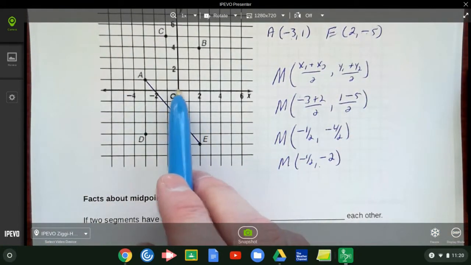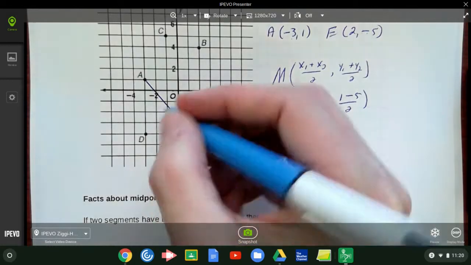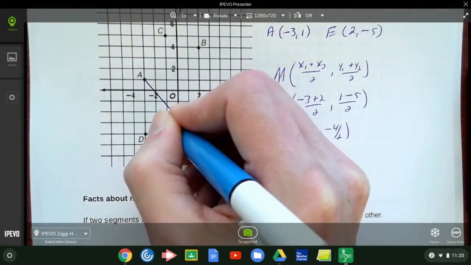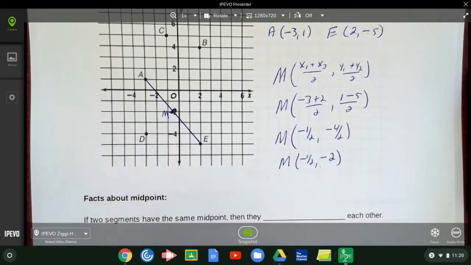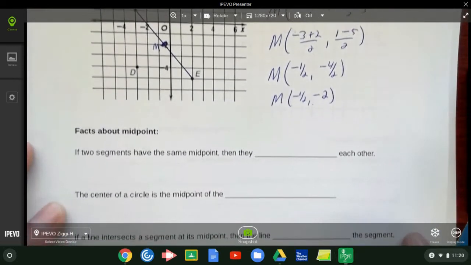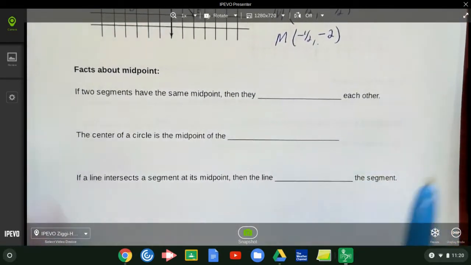In fact, we could even graph that. Negative 1/2, down 2 puts the midpoint right about there. And it's neat when you can put it on a graph because, yeah, that looks like it's about the middle. So good. So a couple facts about midpoint. Tell you what, see if you can fill in these blanks yourself. Go for it.